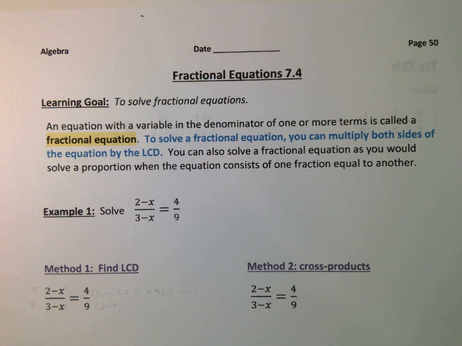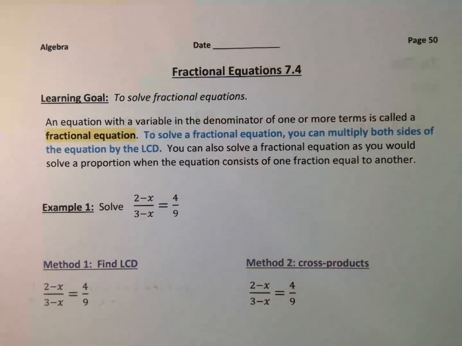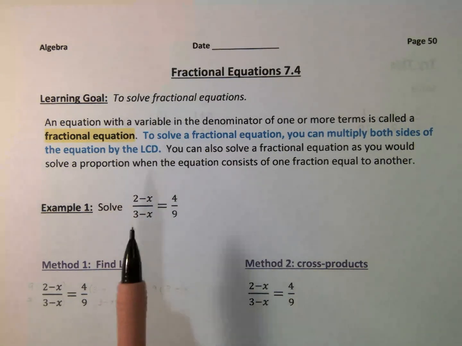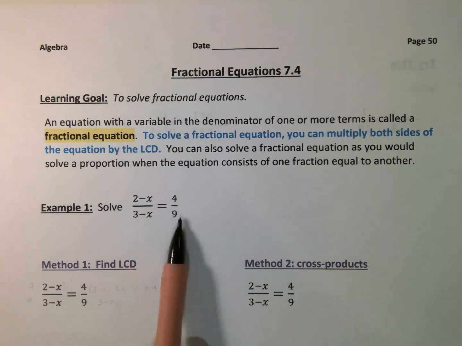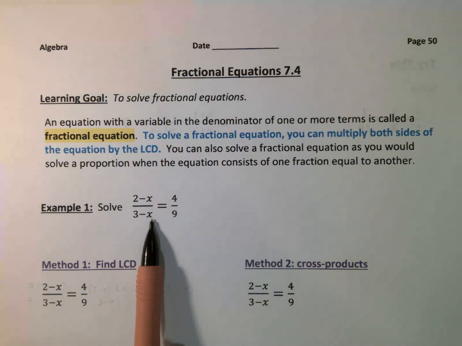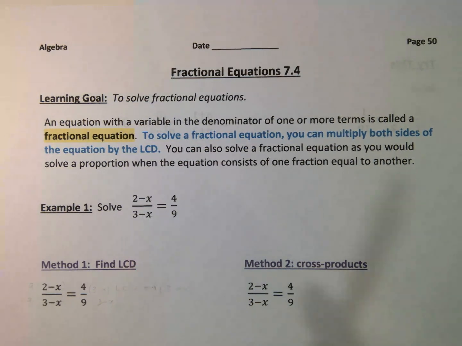Okay, we are going to learn about fractional equations today. This is lesson 7.4. An equation with a variable in the denominator of one or more terms is called a fractional equation. So if we look at this equation here, I have two fractions. In this fraction, the denominator is a variable x. This makes it a fractional equation.